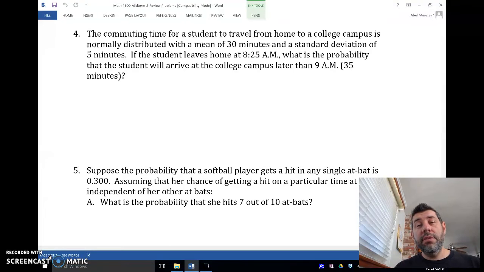This is for my statistics course, Math 1600 at Stanislaus State. I'm going to be doing numbers 4, 5, 6, and 7 on the review for midterm number 2. So I'm going to run through these real quick. For the other ones, you'll just have to look on Blackboard for the solutions to those.